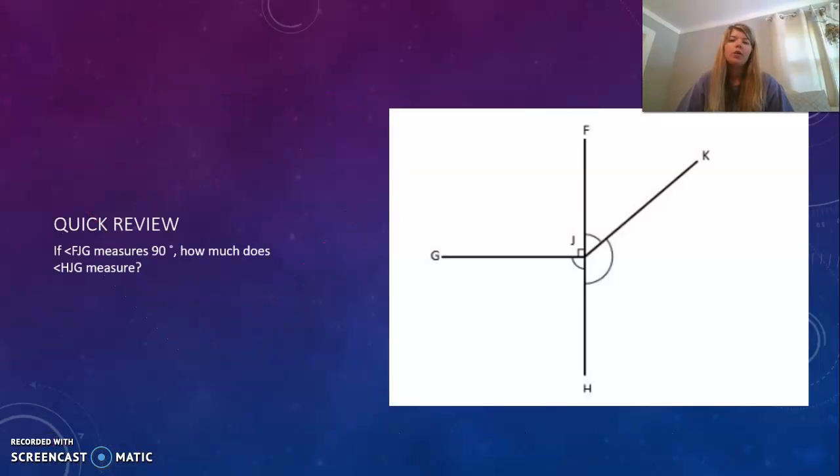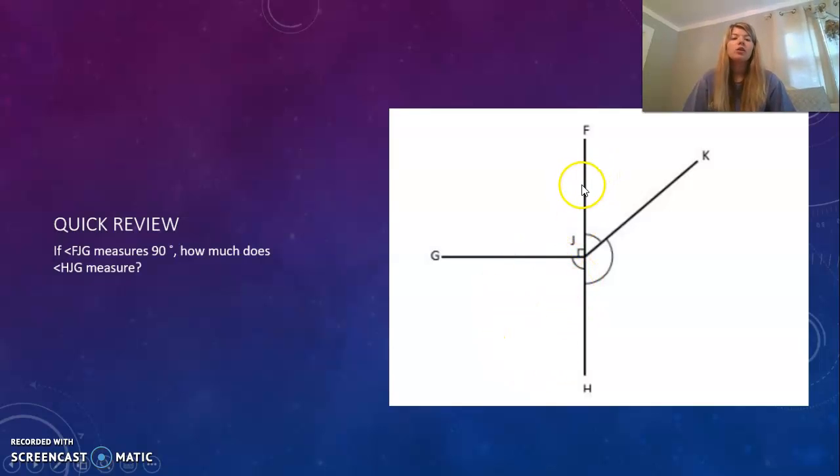Alrighty, so now we're going to do a quick little question, and remember, pause the video so you can go over the question yourself and see if you can figure it out. So let's see, if angle FJG, so we can go over here and we can draw it. So we're looking at FJG measures 90 degrees. We have that perfect square. How much does angle HJG measure? So we got H, J, and G. So if we know that angle FJG is 90 degrees, how can we solve for this missing angle here?